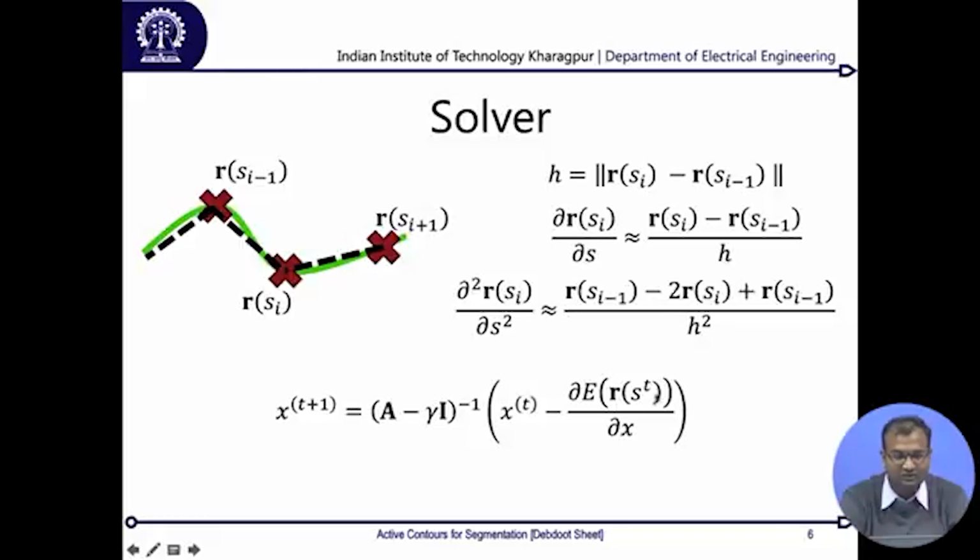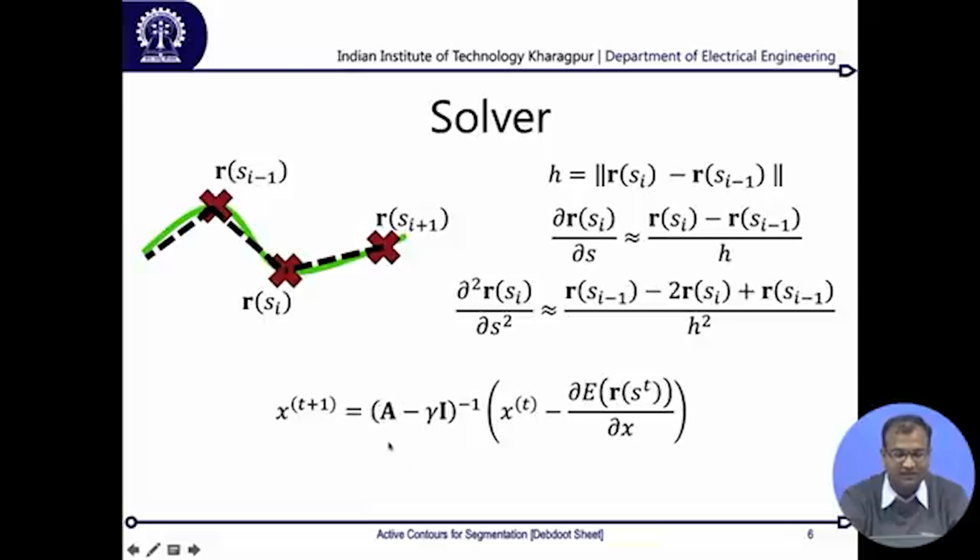Then over there, based on that, you also have your R of st for t equal to 0. So you can find out this del of E of RST del x. So this part over here is basically finding out the total energy which was computed and taking its derivative with respect to the x coordinate itself. So this is the x derivative over there. Okay. Over here you get another term called the matrix A.